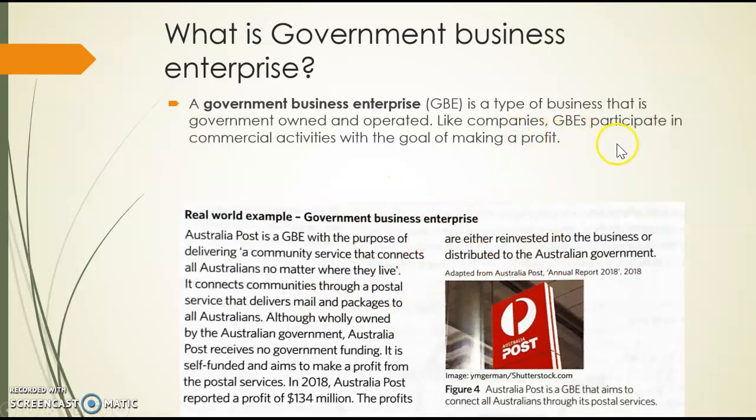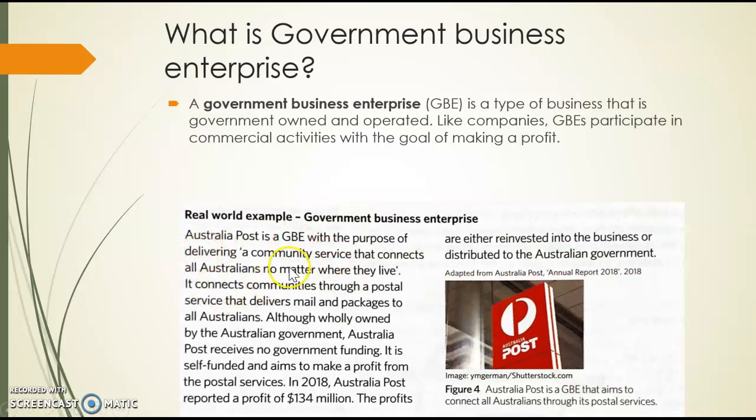Like companies, GBEs participate in commercial activities with the goal of making a profit. So the main objective is again making a profit, but it is totally owned by government. Now, this is an example: Australia Post, which is government owned and operated. However, it says here that government doesn't provide any grant to them.